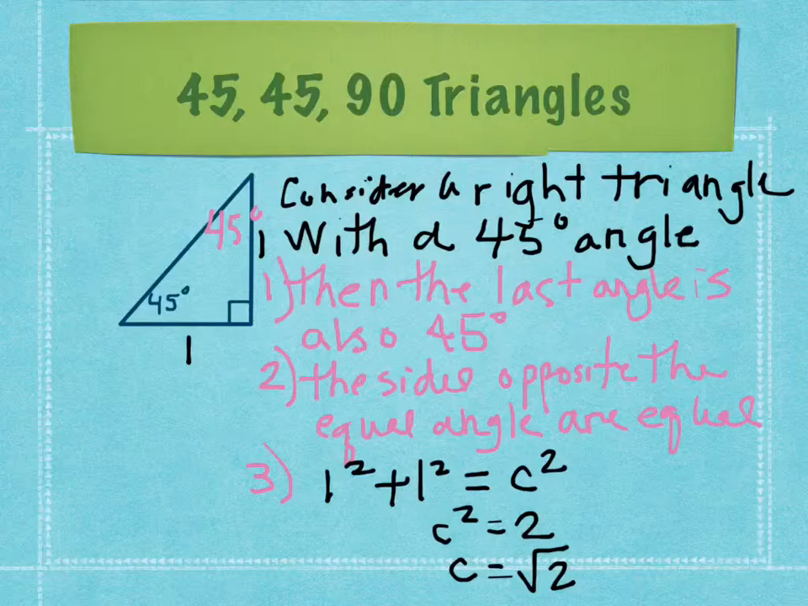And that doesn't mean that they all have side lengths 1 and square root of 2. It just means that that ratio holds. So if I have a side length 5, it would be 5, 5, and 5 square roots of 2. All right? That relationship or that ratio is holding all the time.